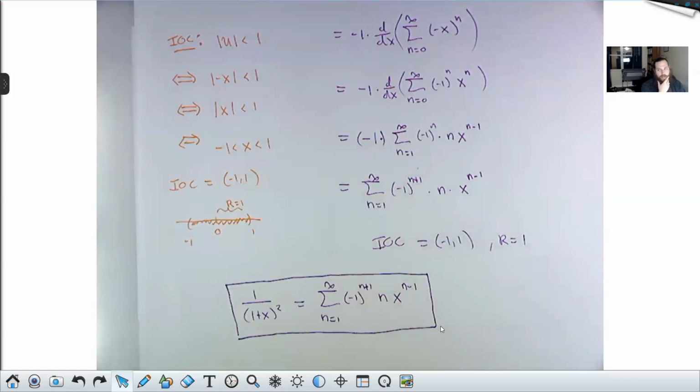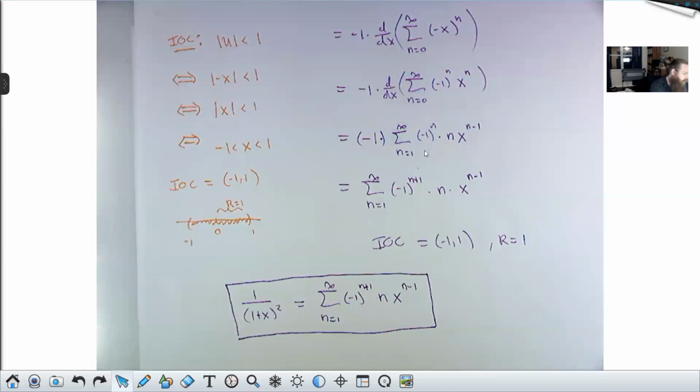But two things about this should bug you. This isn't x to the n anymore, it's x to the n minus 1. And the series doesn't start at 0 anymore, it starts at 1 because when we differentiated, we lost that n equals 0 term. And from here to here, we lost that n equals 0 term.